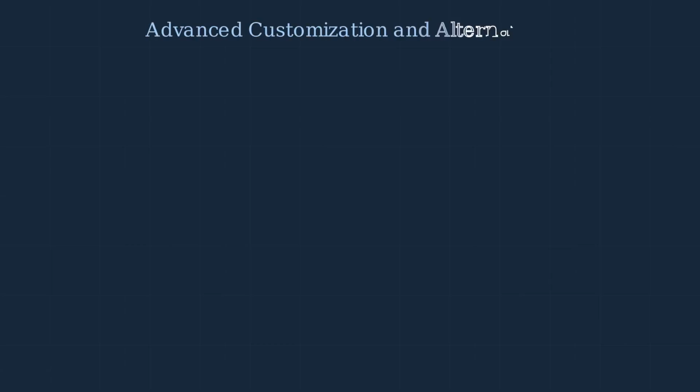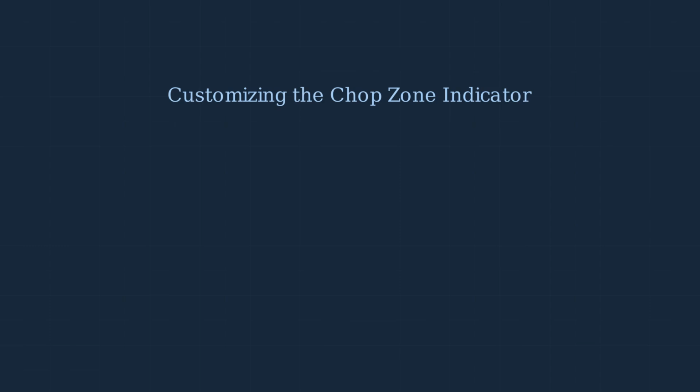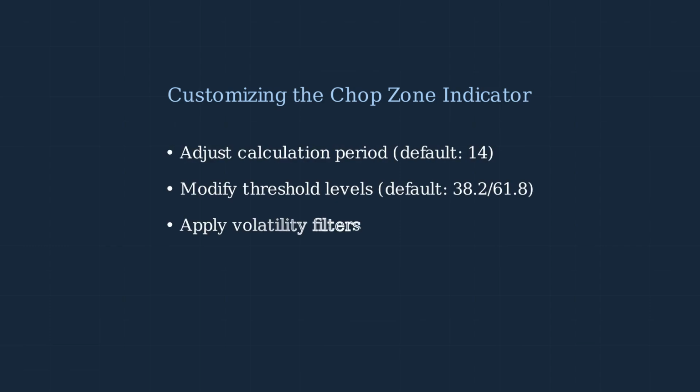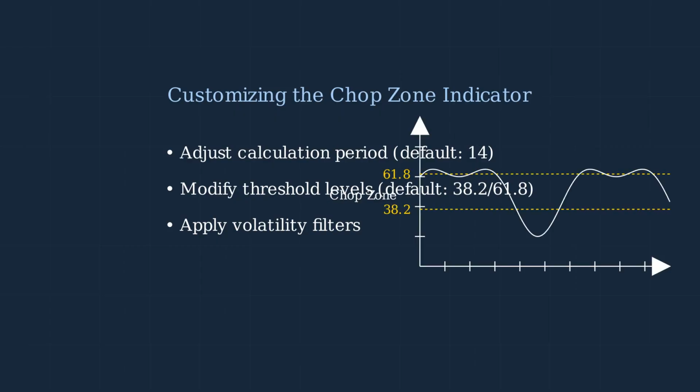Advanced traders can customize the chop zone indicator and explore alternatives to enhance their trading approach. The chop zone indicator can be customized in several ways to better suit your trading style. You can adjust the calculation period from the default of 14, modify threshold levels from the standard 38.2 and 61.8, and apply additional volatility filters. Changing these parameters affects how the indicator behaves and can be optimized for specific markets or timeframes.